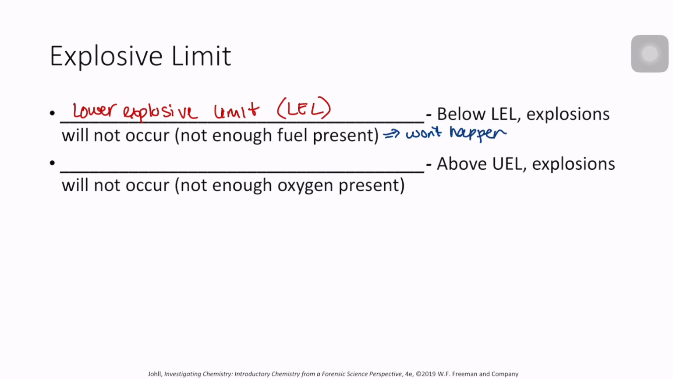If you are at the upper explosive limit, or the UEL, then explosions will still not occur. We don't have enough oxygen present. So you have to be at a very specific ratio of fuel and oxygen in order for an explosion to happen.